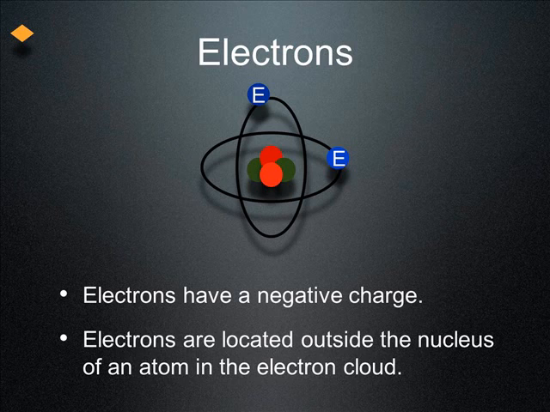Now, the protons and the neutrons are larger than the electron. To give you an example, the protons and neutrons might be the size of, say, a golf ball. Compared to the protons and neutrons, the electron, compared to the golf ball, would be about the size of a grain of salt. So much, much smaller in size than the protons and the neutrons.